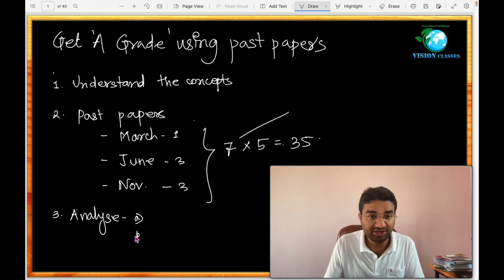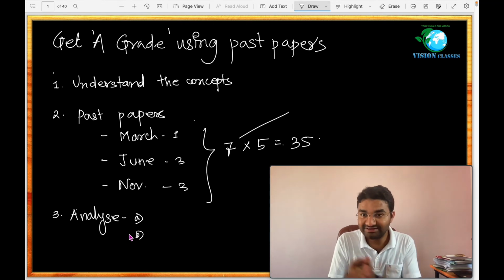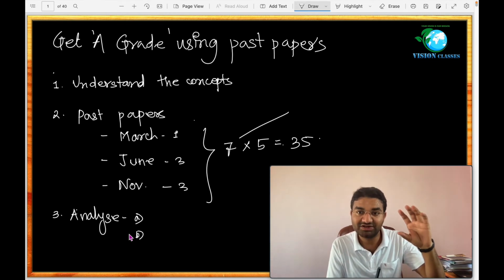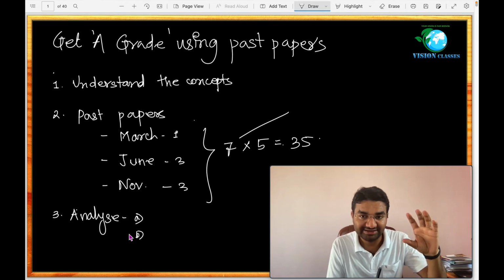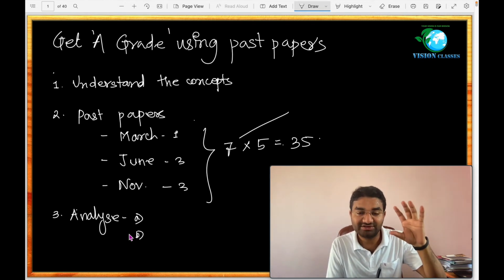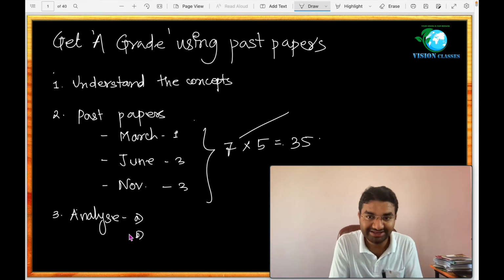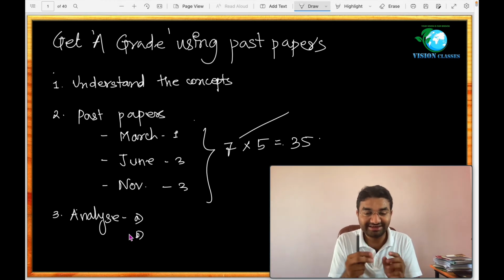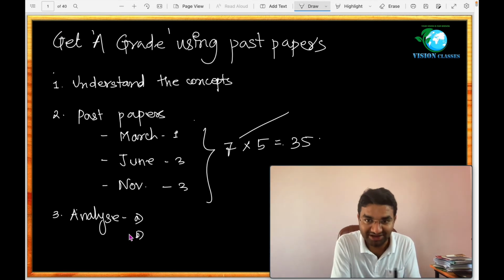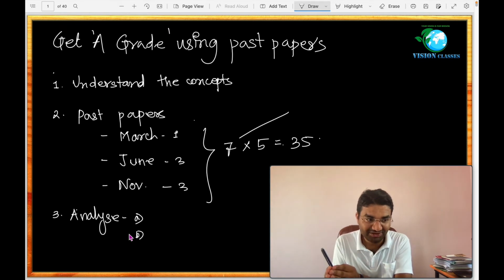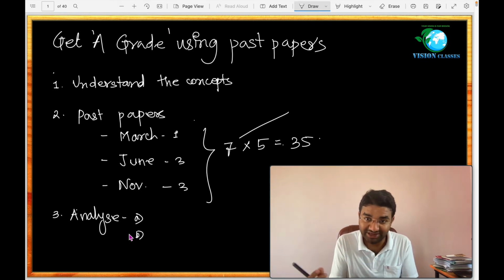So when you analyze past year papers, you will get to see which question you are getting in the first question, and based on which concept you are getting the question. This is the understanding you will get through the past year paper. That's the main purpose: similar nature of questions, similar nature of question paper.